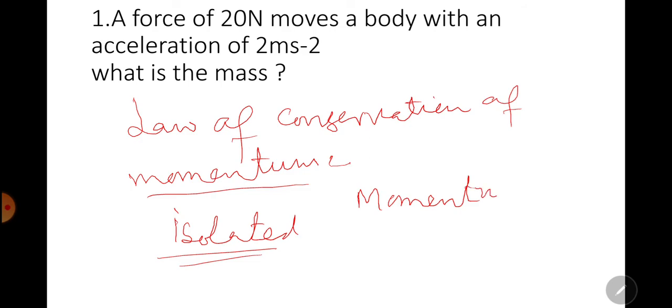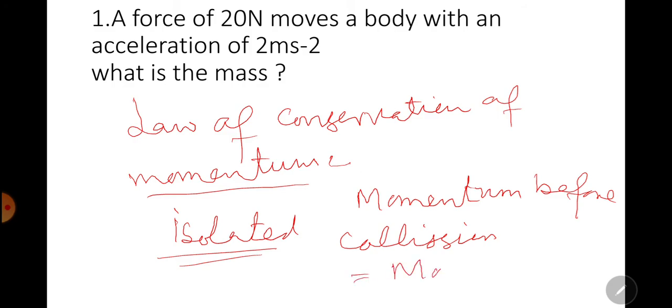is equal to momentum after collision. Initial momentum, or momentum before collision, is equal to momentum of the system after collision.